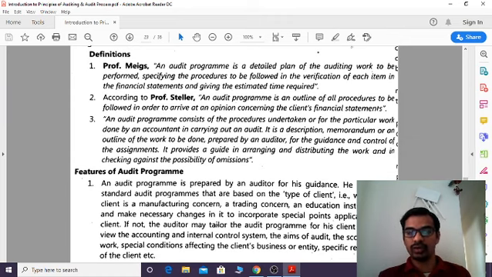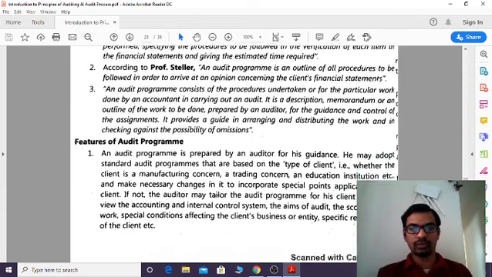So, understood, all of you, what is the audit program? It is the blueprint of the audit work that the auditor has to perform regarding the examination and verification of the financial records of the client's business. Understood? Now there are some features of the audit program.